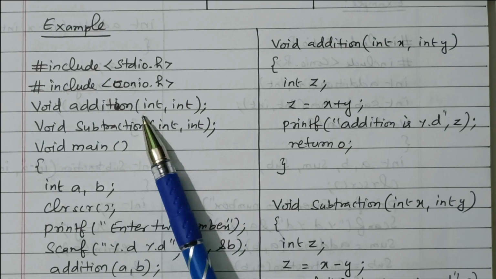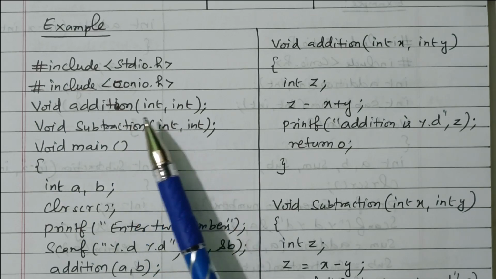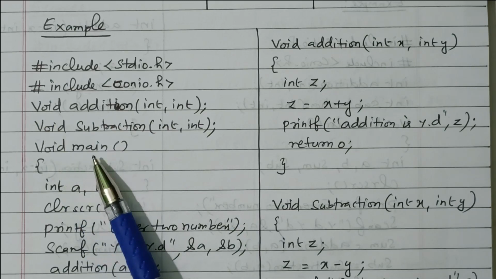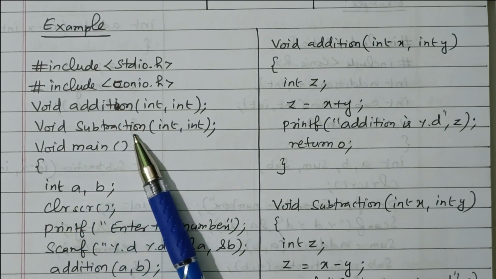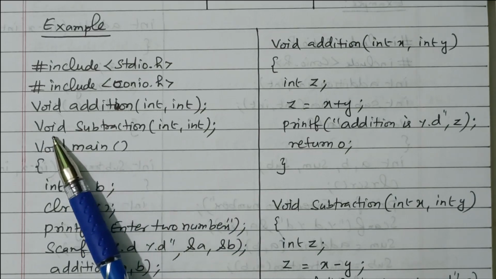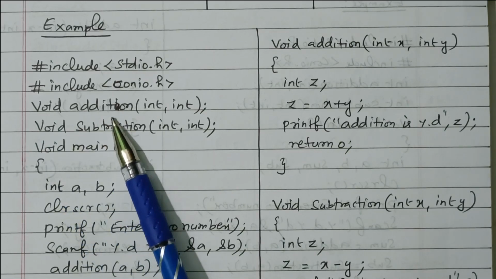So here we declare the function addition with two integer parameters, and we are declaring that it does not return any value. Similarly, we declare one more function, subtraction, with two integer values. This function also will not return any value, which is indicated by void. So this is called a function declaration. We have now declared the two functions.